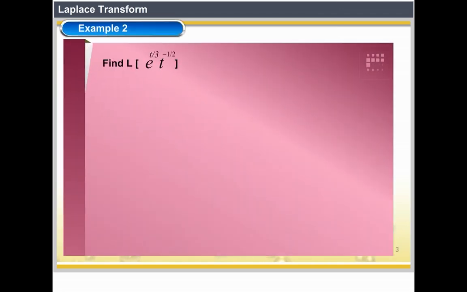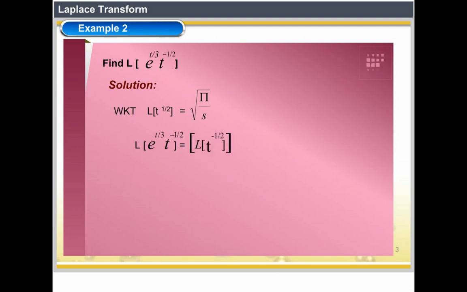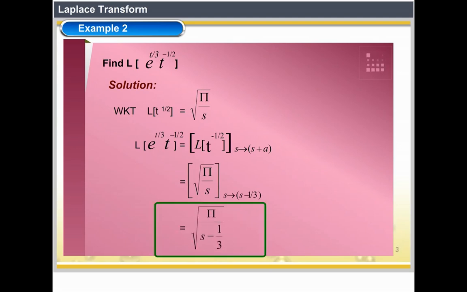Find L of e power t by 3 into t power minus 1 by 2. Solution. We know that L of t power minus 1 by 2 equal to square root of pi by s. Then L of e power t by 3 into t power minus 1 by 2 equal to L of t power minus 1 by 2, then s tends to s minus 1 by 3. Then we get square root of pi by s with s tends to s minus 1 by 3. The final answer is square root of pi divided by s minus 1 by 3.